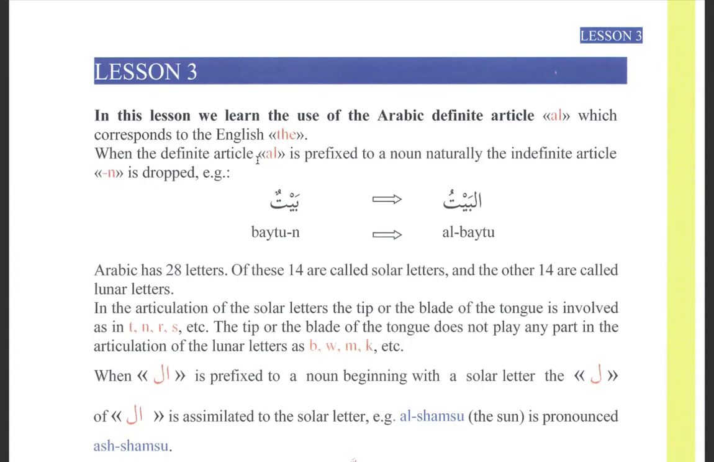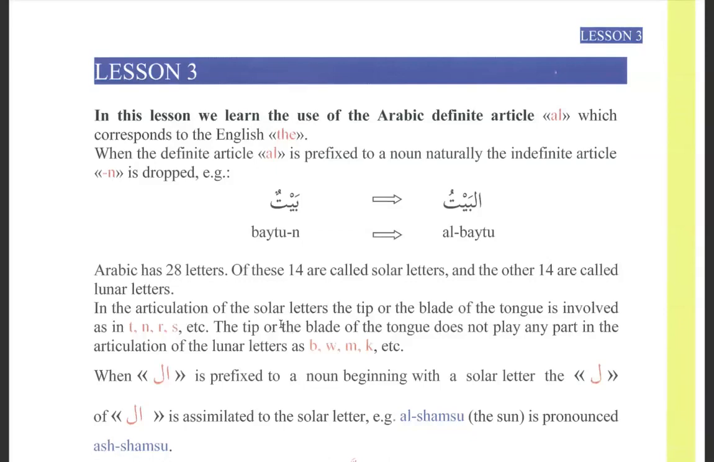Arabic has 28 letters. Of these, 14 letters are called solar letters, al-huruf al-shamsiyah, and the other 14 are called lunar letters, al-huruf al-qamariyah. In the articulation of the solar letters, the tip or the blade of the tongue is involved, as in T, N, R, S, etc. I'm going to explain this. Don't worry. This is not hard. It's easy. It's explained a little bit technically here, but don't worry.